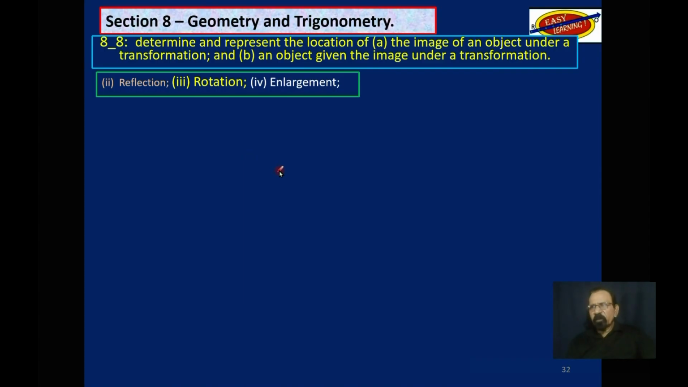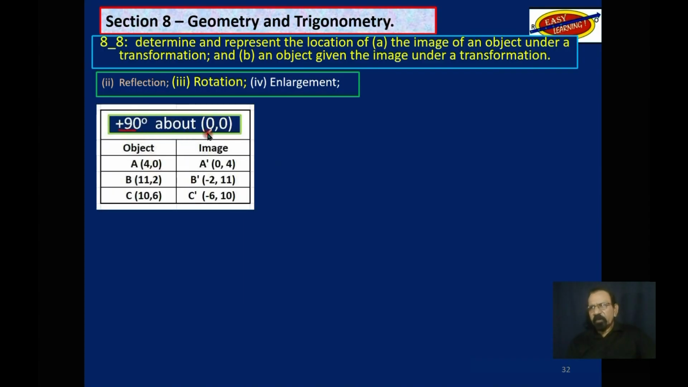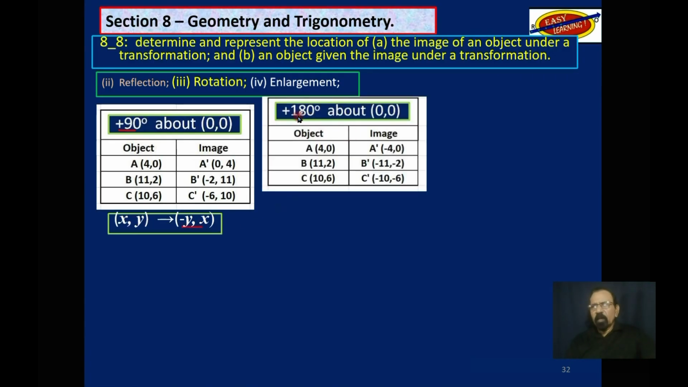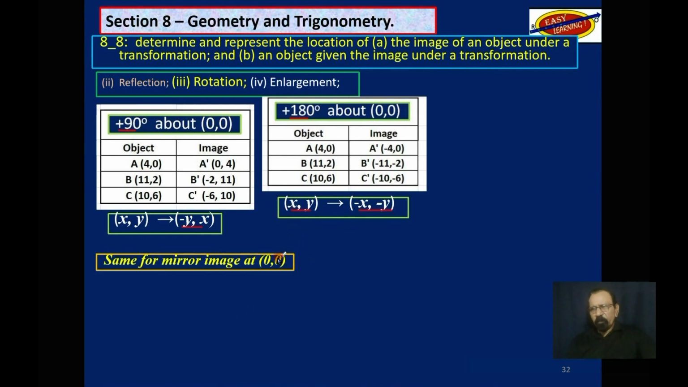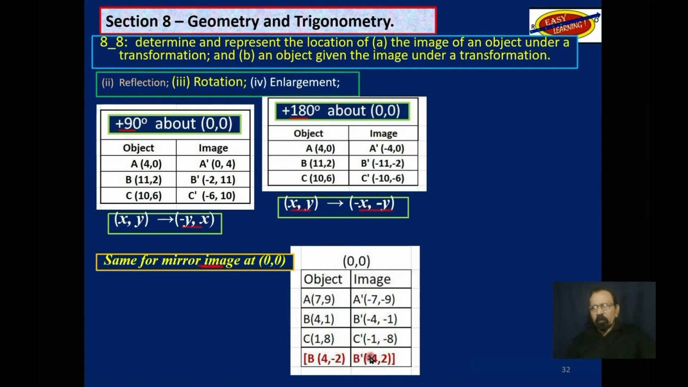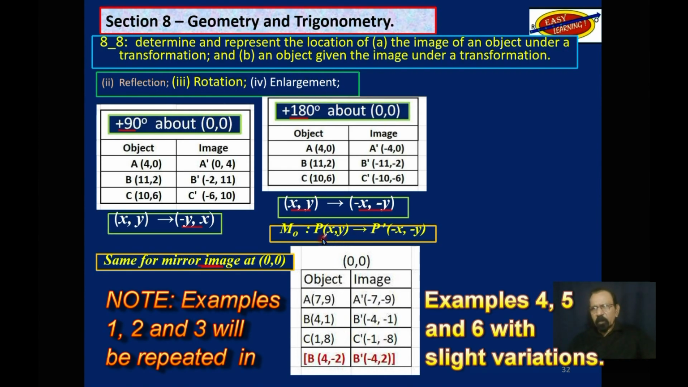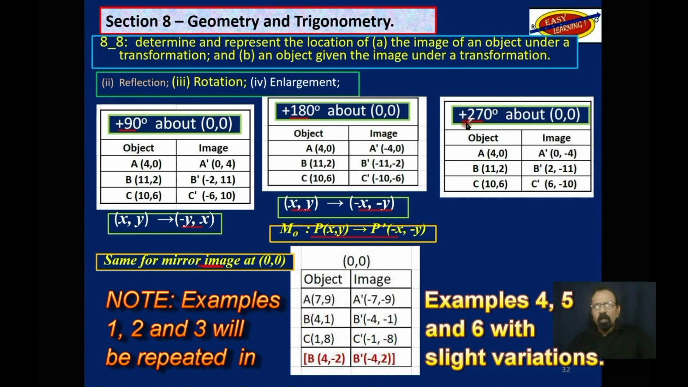Let's summarize what we have done so far. At plus 90 degrees, this is what happens. xy becomes negative y x. At 180 degrees anticlockwise, which is the same thing as clockwise, xy becomes negative x, negative y, which is the same for a mirror translation, which is this. And then 270 degrees anticlockwise, this is what happens. xy becomes y negative x.